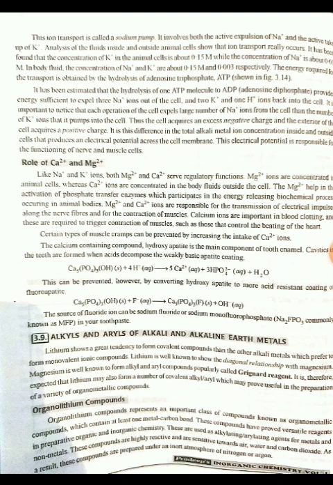Cavities in the teeth are formed when acid decomposes the weakly basic apatite coating. This can be prevented, however, by converting hydroxyapatite to the more acid resistant coating of fluoroapatite. The source of fluoride ion can be sodium fluoride or sodium monofluorophosphate, commonly known as MFP, in your toothpaste.